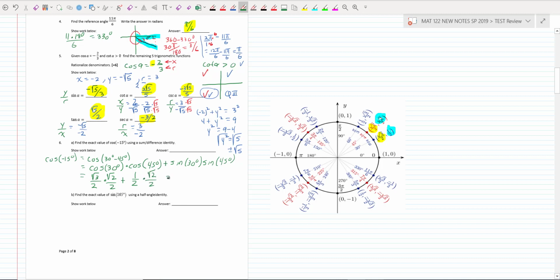When you simplify this, multiply your fractions straight across, you'd have square root of 6 over 4 plus square root of 2 over 4. So a good way to write that answer is just square root of 6 plus square root of 2, all over 4. And that would be it.